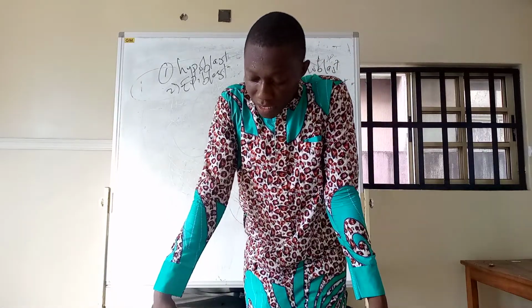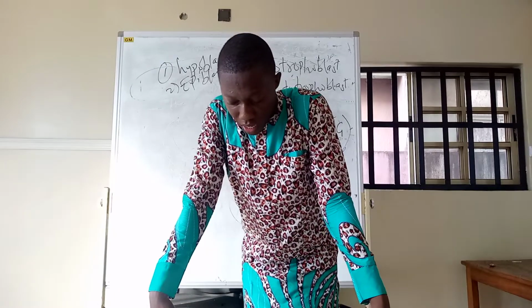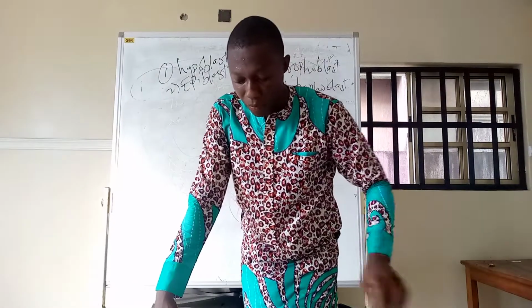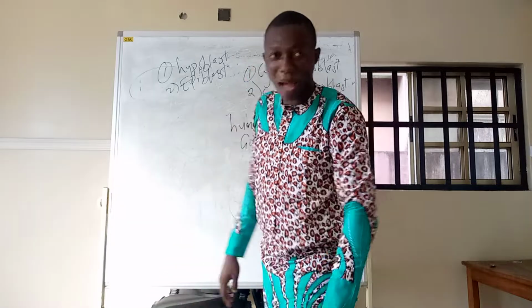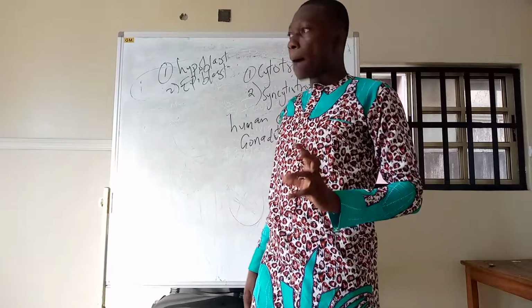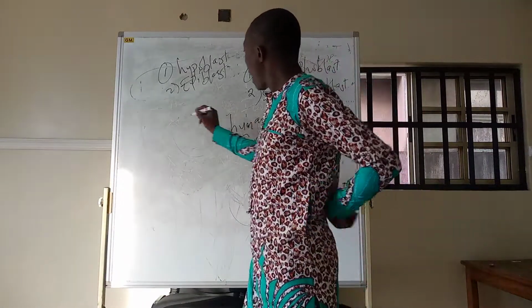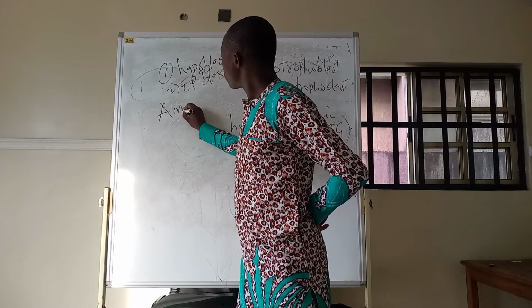A small cavity is seen within the epiblast, and this cavity is called the amniotic cavity. It is filled with fluid known as amniotic fluid. This is the spelling.